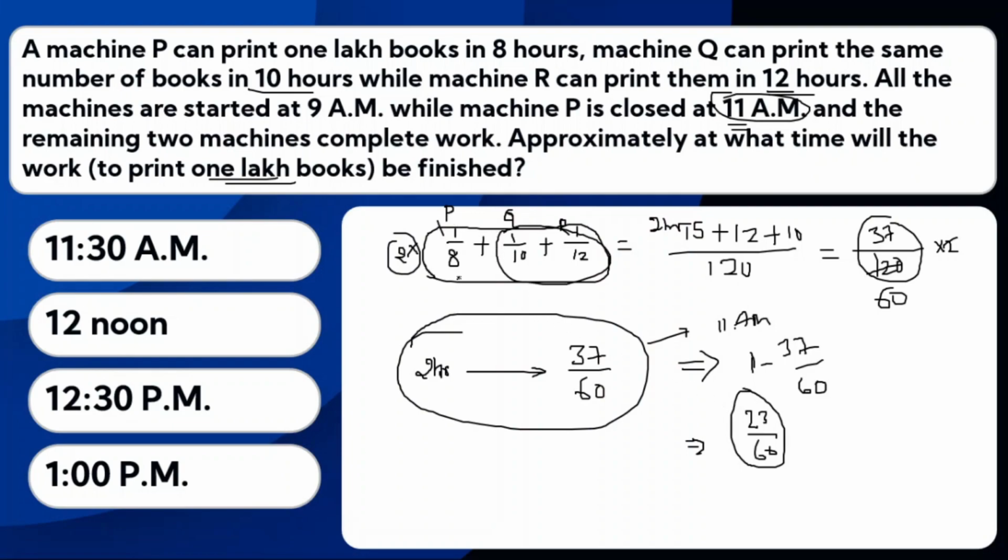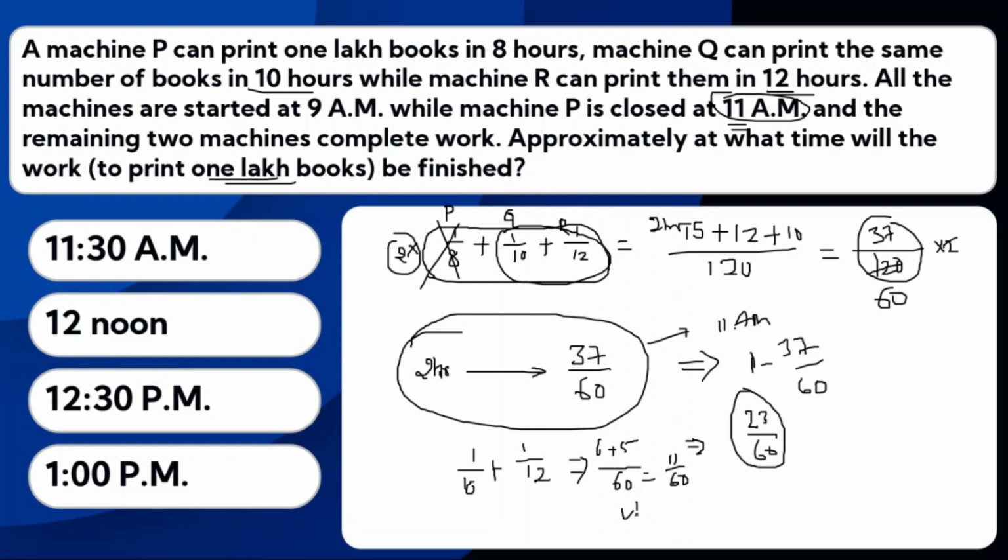Why? Because already P was stopped or closed at 11 a.m. So this work has to be completed by only R and Q. So per 1 hour Q will complete 1 by 10, and per 1 hour 1 by 12th work will be completed by R. So per 1 hour they can complete the work of, take the LCM of 10 and 12, it will be 60, and 6 plus 10, 6 times, and 12, 5 times, which is equal to 11 by 60.